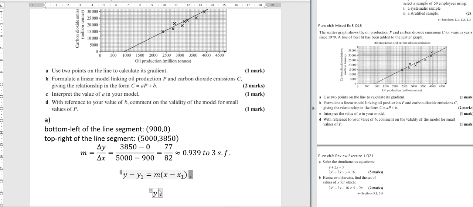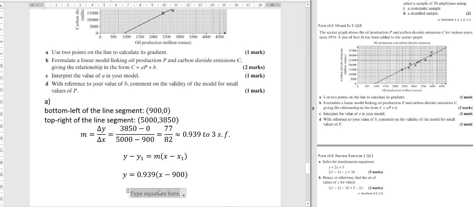Y minus 0, for instance, equals m, 0.939, times x minus 900. This is a nice quick way of generating a straight line equation. And all that remains, if you want to turn it into the format that they've asked for, is 0.939x, and then we need to multiply 0.939 by 900 to work out the constant that goes at the end.